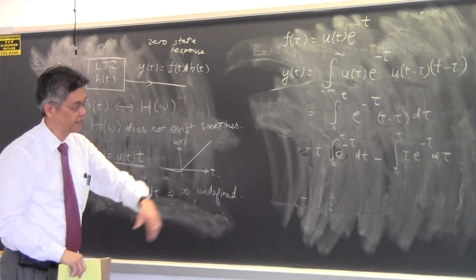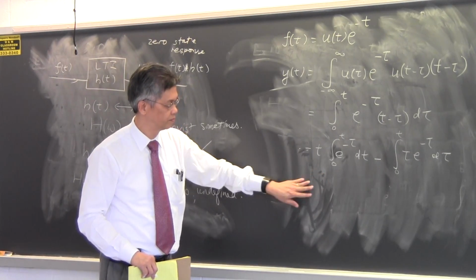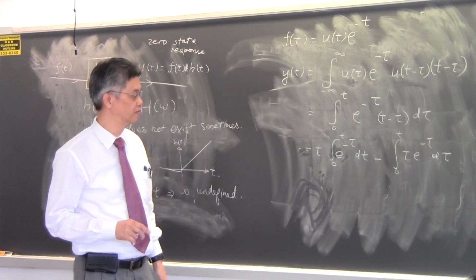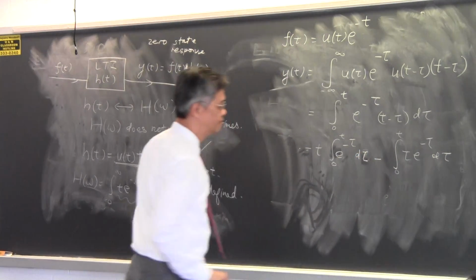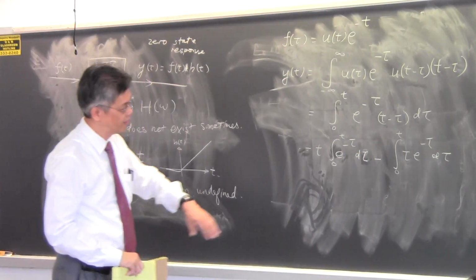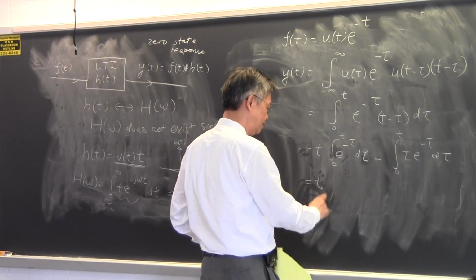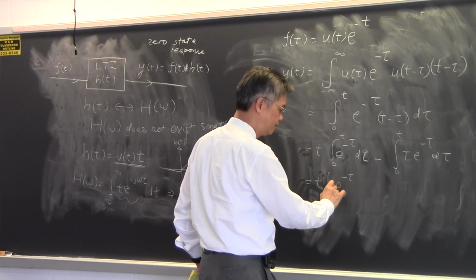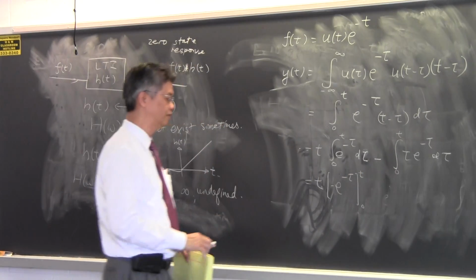So first integral, what does it give me? Why is there dt and a d tau? D tau, yeah, this should be d tau, sorry. So first integral, how would I integrate? If I integrate this, I will get t times minus e to the minus tau, from 0 to t. This is what gives me the first term.